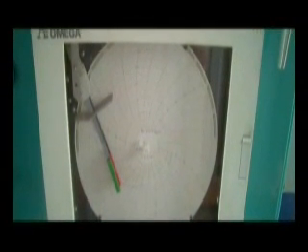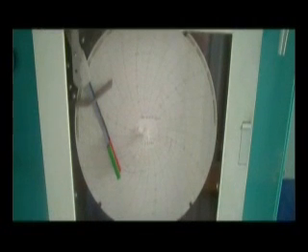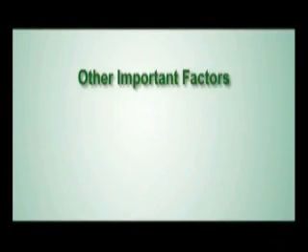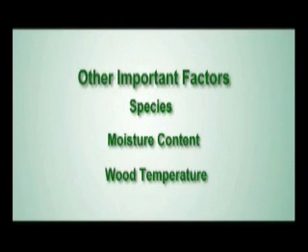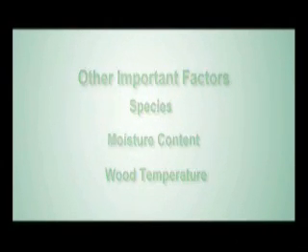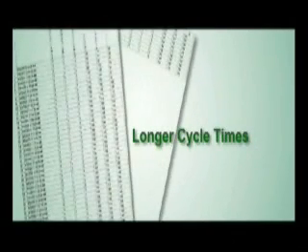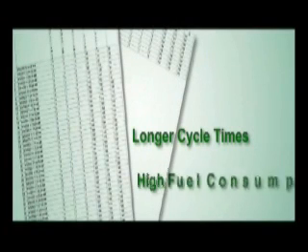A temperature control with a recorder is usually used to generate the paper record of the treatment cycle that the certifying agency requires. Variables to this method may be imposed according to charts that consider species, moisture content, wood temperature, and other factors that would determine required cycle times. This approach can require longer than necessary cycle times, consumes more fuel, and is not acceptable to some certifying agencies.